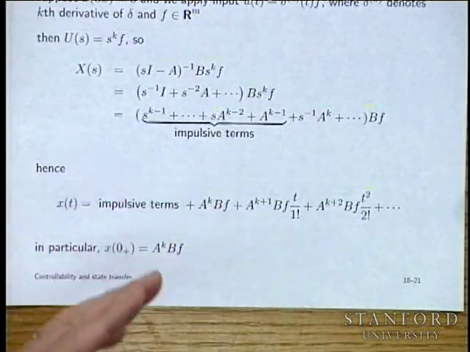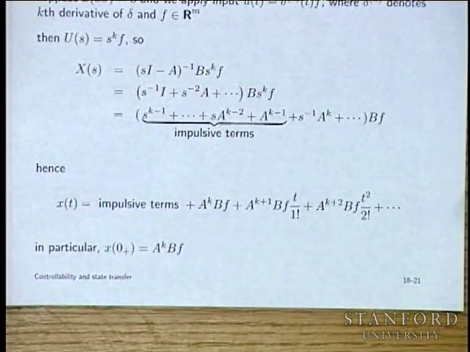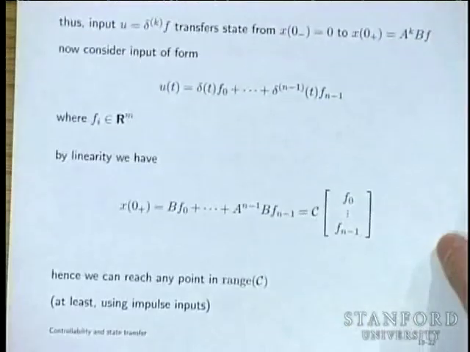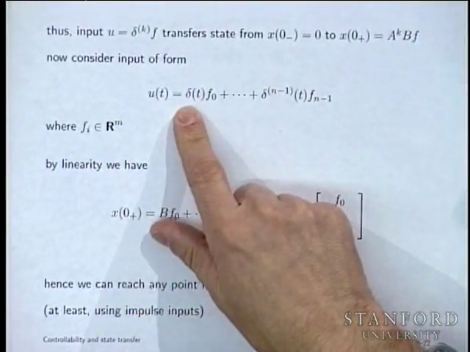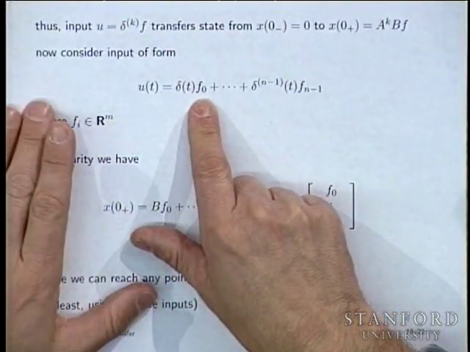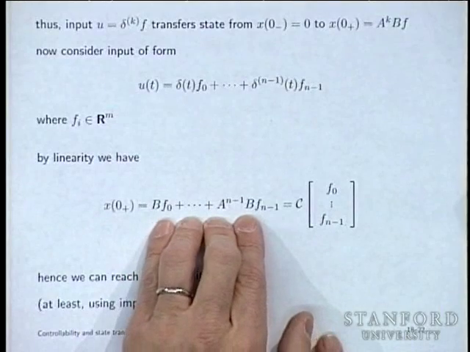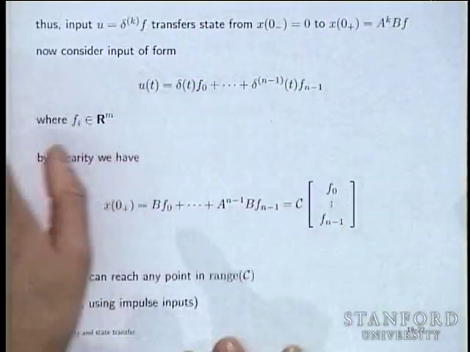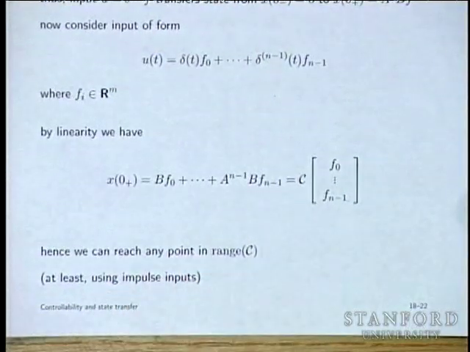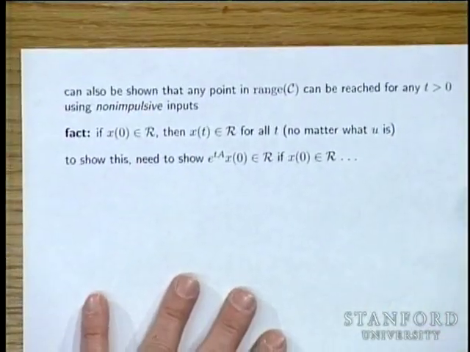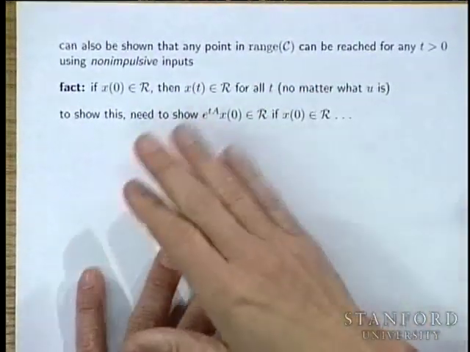But now you know how to get, at least using impulsive inputs, we can transfer the state to anything in the range of C. Because if I make an input that looks like this, a delta function times f0 up to a delta function differentiated n minus 1 times f n minus 1, and I apply this, then x of 0 plus is C times this vector, and now we're done. Now this says that at least using impulsive inputs, anything you can reach in any amount of time, you can now reach in 0 time. That's what this says. So that's the picture there. Now you can also do it using non-impulsive inputs. I think we'll actually get close to showing that in a bit, but I'm not going to show it here.